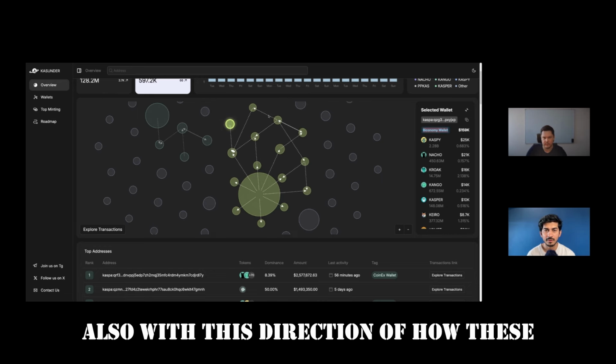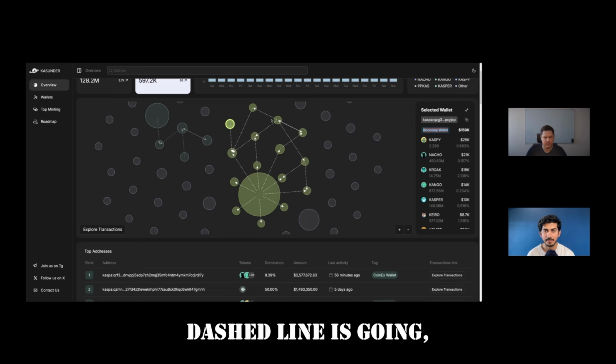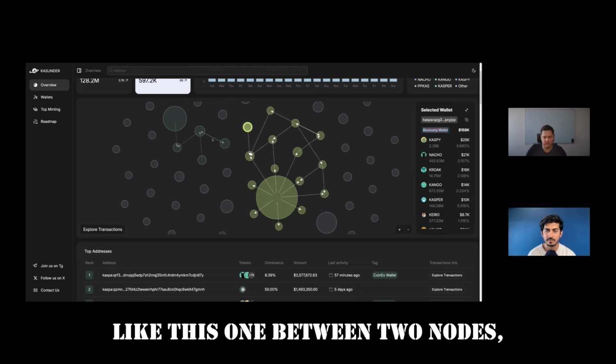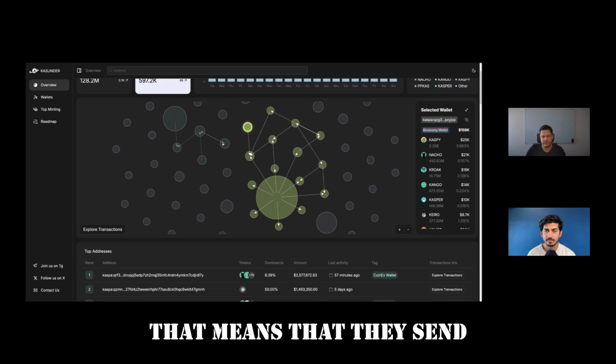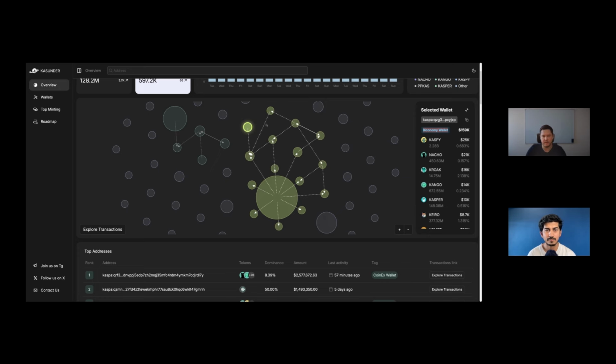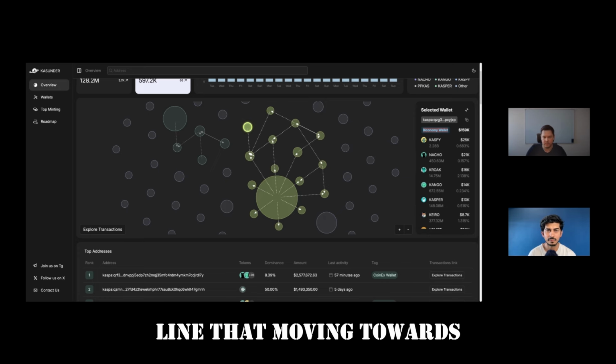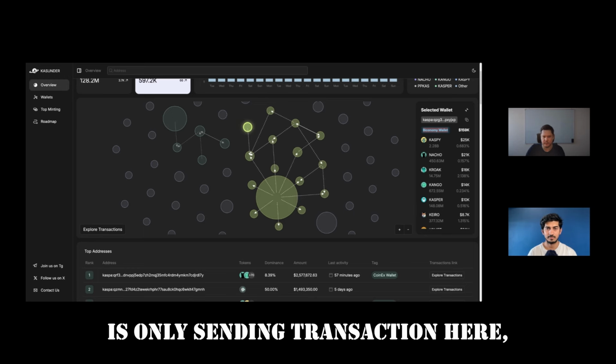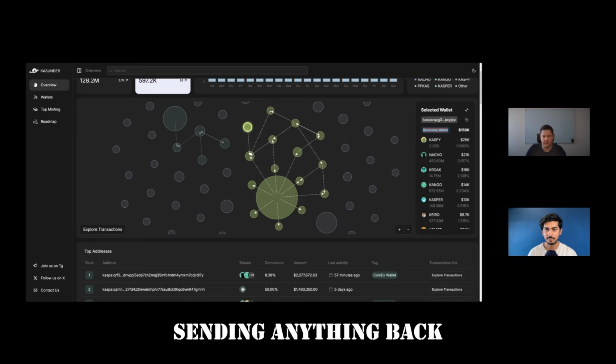Also, with the direction of this dashed line, you can see in which direction the transaction flow is going. So if there is a solid line like this one between two nodes, that means that they send transactions to each other. If there is a dashed line moving towards some node, that means that this node is only sending transactions here, but this node is not sending anything back.